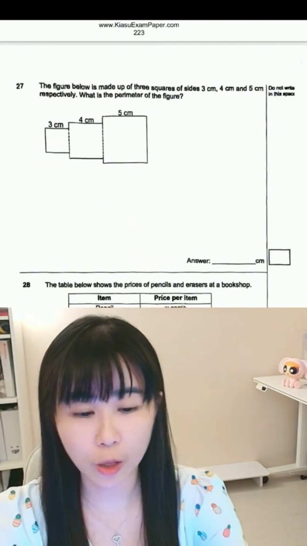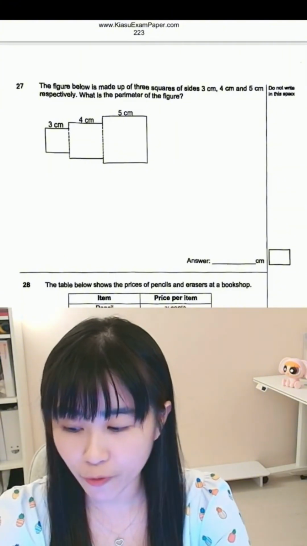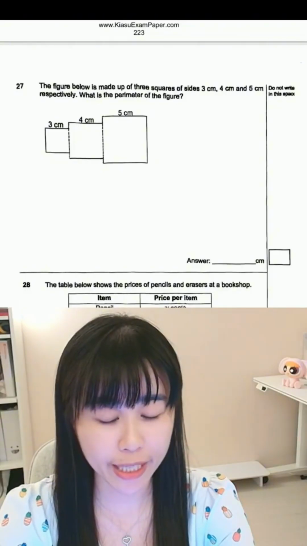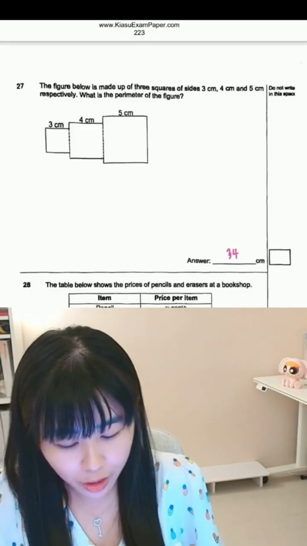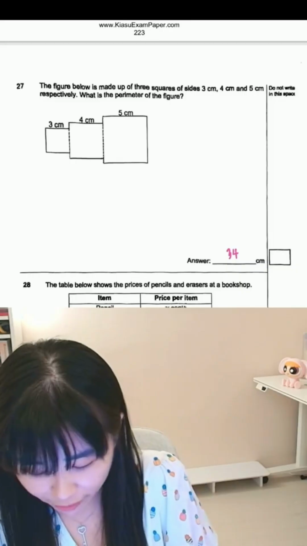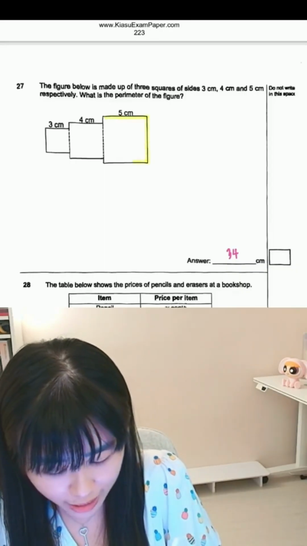The figure below is made out of 3 squares, side 3 cm, 4 cm, 5 cm respectively. And what is the perimeter of the figure? Okay, so how do you do it? Perimeter of the figure. Let's look at the big one first. This is 5 cm, so this is also 5 cm. So this is also 5 cm.